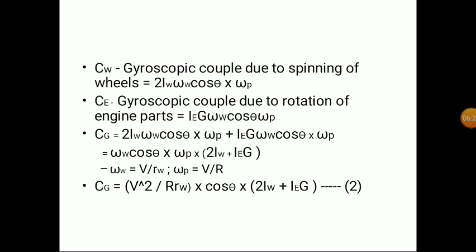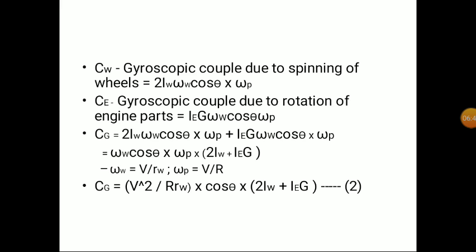So it is shown here, CW means gyroscopic couple due to wheels, that is 2 I omega, omega W cos theta and omega P. Here only 2 wheels, that is why we are considering 2. And CE means gyroscopic couple due to rotation of engine parts, that is IE G into omega W into cos theta into omega P. Why we are considering here cos theta?